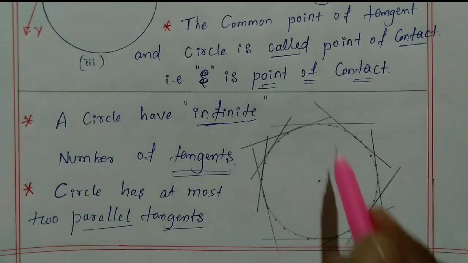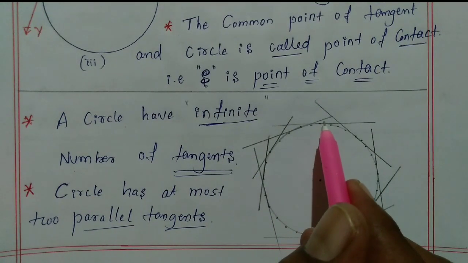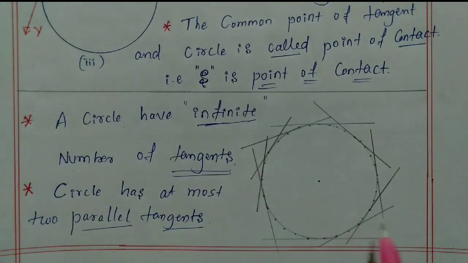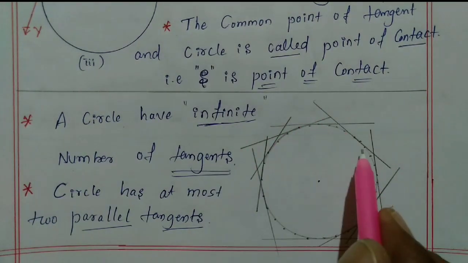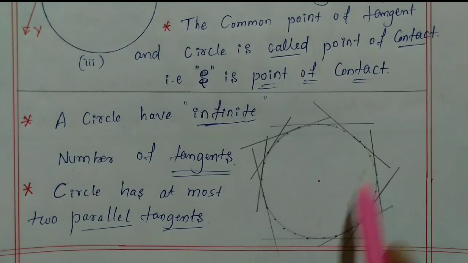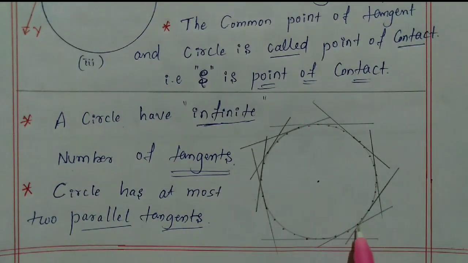It means this is a circle which has at most two parallel tangents. This is one tangent and this is another tangent. These two tangents are parallel. Only these two are parallel, but this and this are not parallel. Only two tangents are parallel. You can take these two or these two. Only one pair of tangents is parallel.